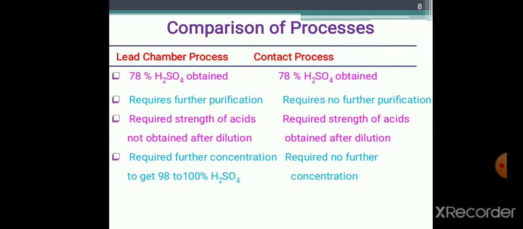In the lead chamber process, further concentration is required because 78% H2SO4 is produced and it must be converted into 98 to 100% H2SO4. But since in the contact process 98% H2SO4 is produced, it doesn't require a further concentration process. These are some of the comparisons between the lead chamber and contact process.